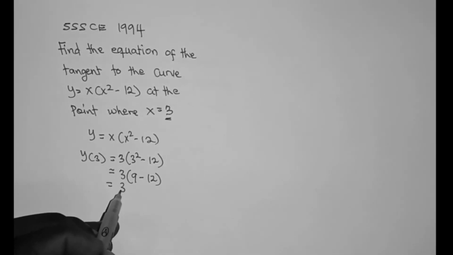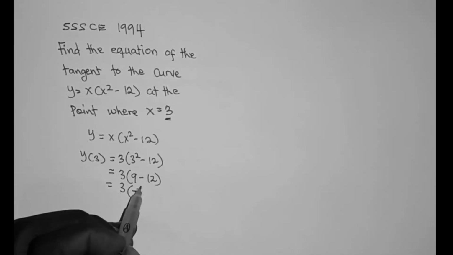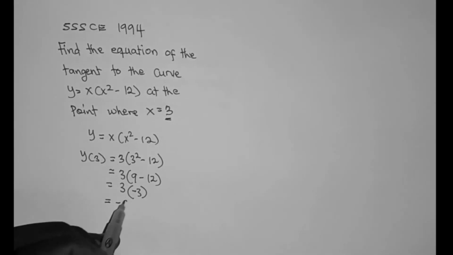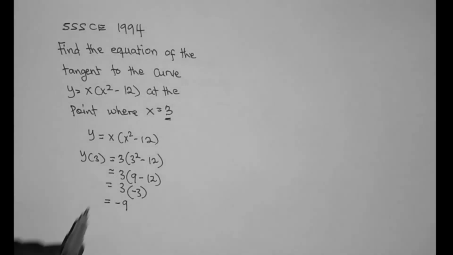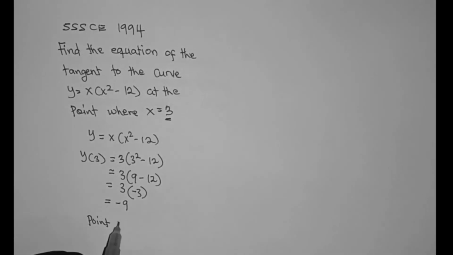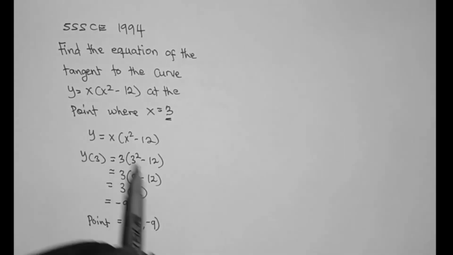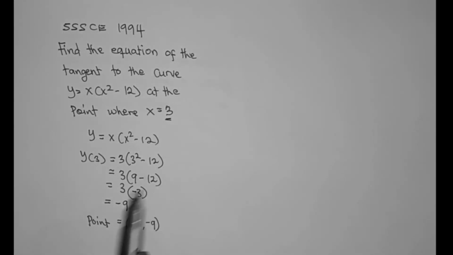This is equal to 3 times 9 minus 12, which is minus 3, and 3 times minus 3 is minus 9. Therefore, the point at which the tangent touches the curve has x component 3 and y component minus 9. So having found the point, the next thing we need to do is to find the gradient.